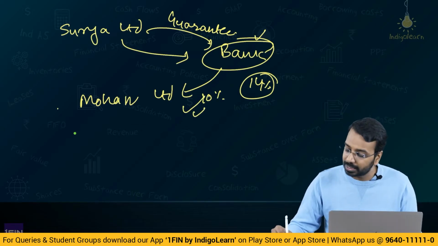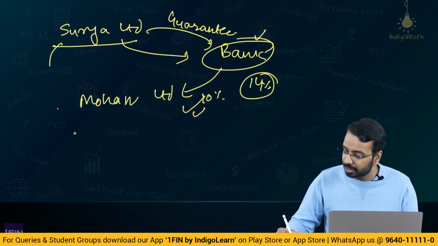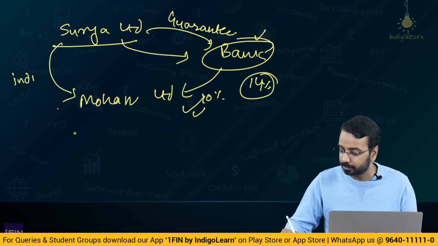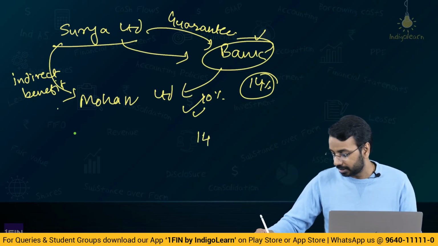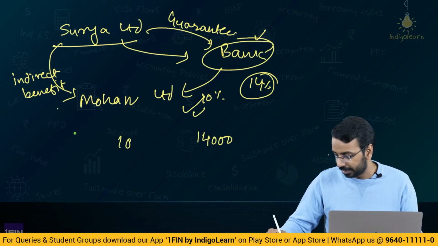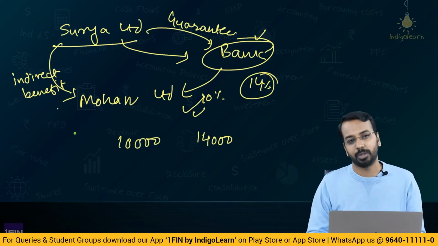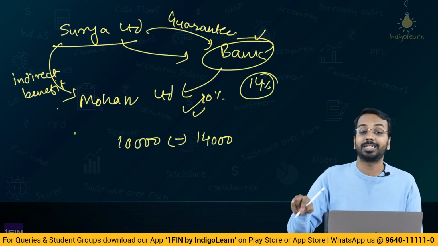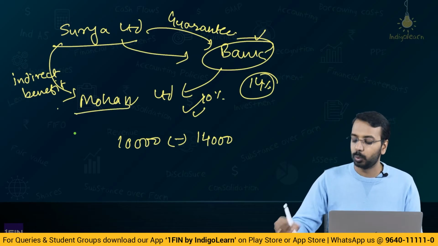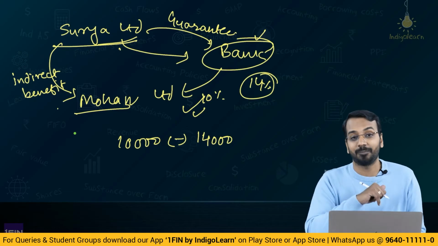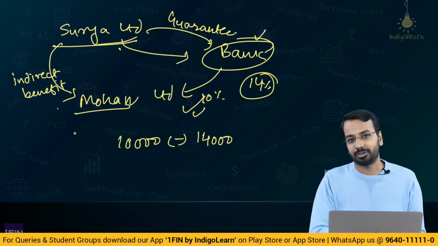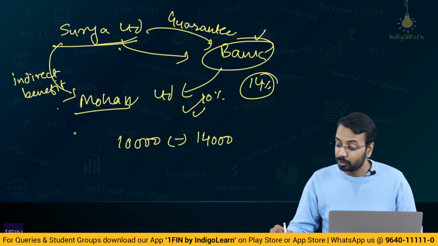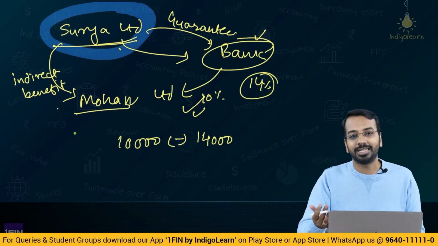Now, by providing this guarantee to the bank, Surya Limited is providing some kind of indirect benefit to Mohan Limited. What is that benefit? See, if I had taken a loan at 14%, my interest would have been, let us say, 14,000. But because I am taking at 10%, it will be 10,000, assuming a 1 lakh rupee loan. Okay. So this is the benefit that is provided to Mohan Limited by Surya Limited. And Surya Limited does not charge anything. Normally, if you ask someone to give a guarantee, or if you go to a bank for a guarantee, bank will charge because you are taking a risk. Here, Surya is taking risk. Surya is not charging anything from Mohan Limited.